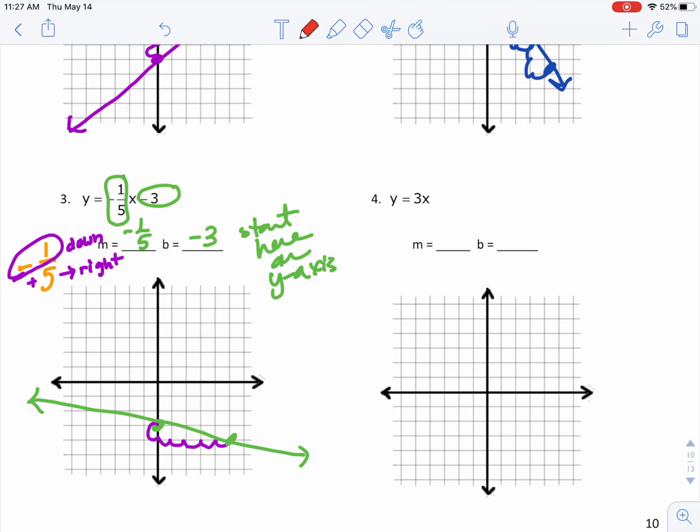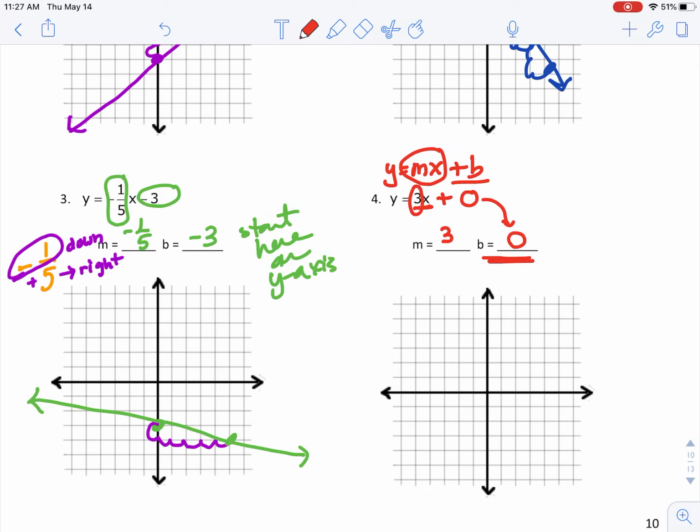Now this one's kind of tricky. There's only a 3x. There's no b, right? It's supposed to be y equals mx plus b, and all we have is this mx. So what should we do about the plus b? I think some of you figured it out. It's just like saying plus 0 because there's nothing there. So that's going to give me a 0 for my y-intercept, and my slope is just 3.